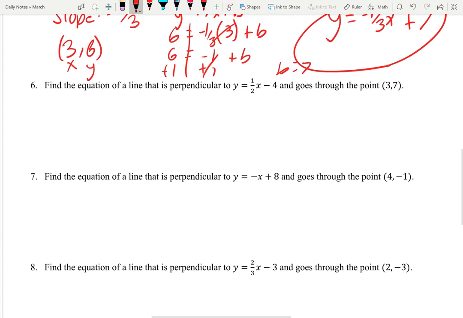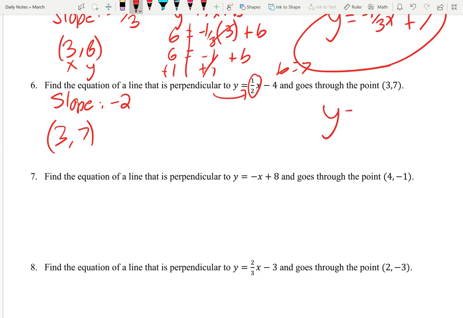So let's move on to number 6, perpendicular again. Let's identify the slope first. Remember, perpendicular to a line with a slope of 1/2 means the opposite reciprocal slope of 1/2 would be negative 2/1, or simply just negative 2. So our slope is going to be negative 2, and it has to go through the point (3, 7).